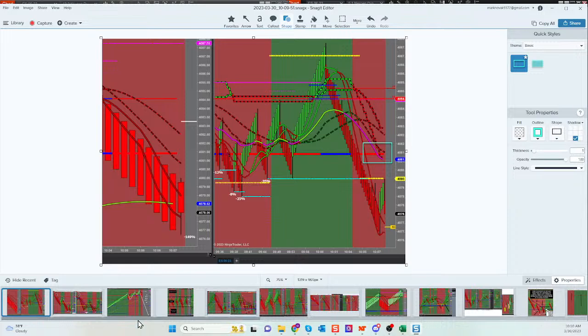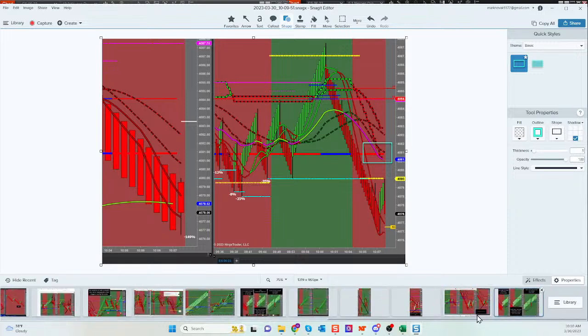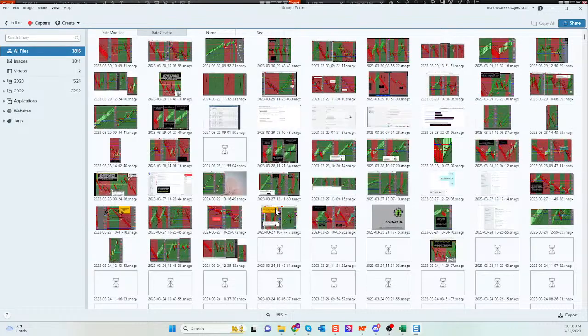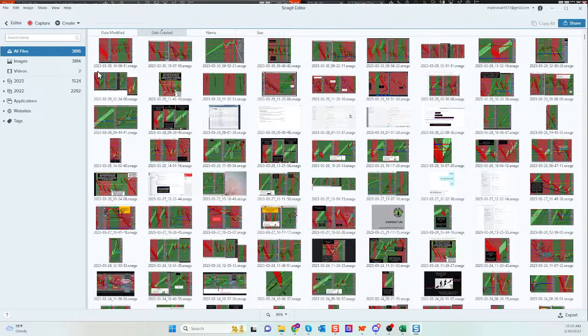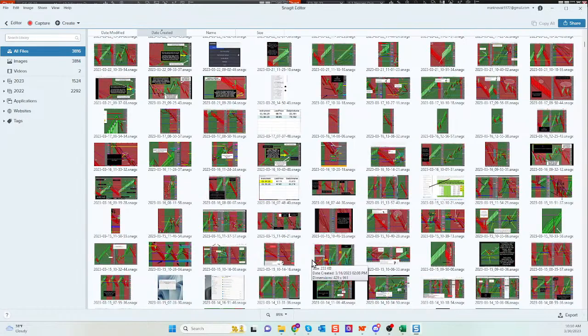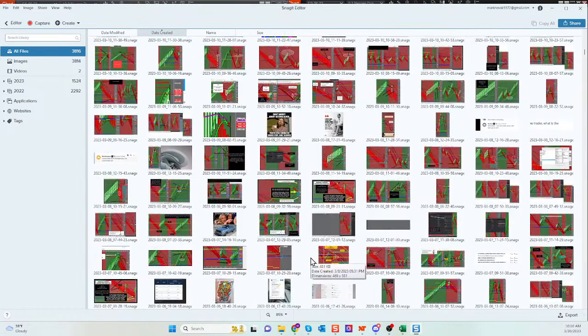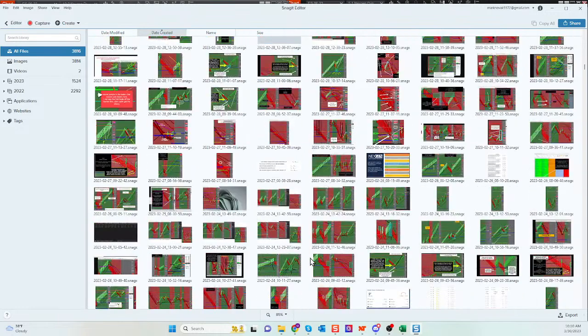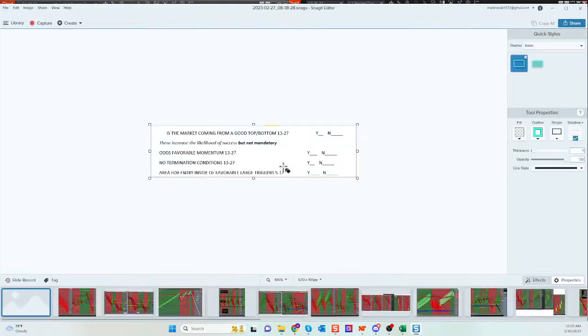Is it rules-based? Let me find my checklist. Does anyone else have 3,800 pictures? You should one day. Keep striving for that number. Here we go. You have no idea.